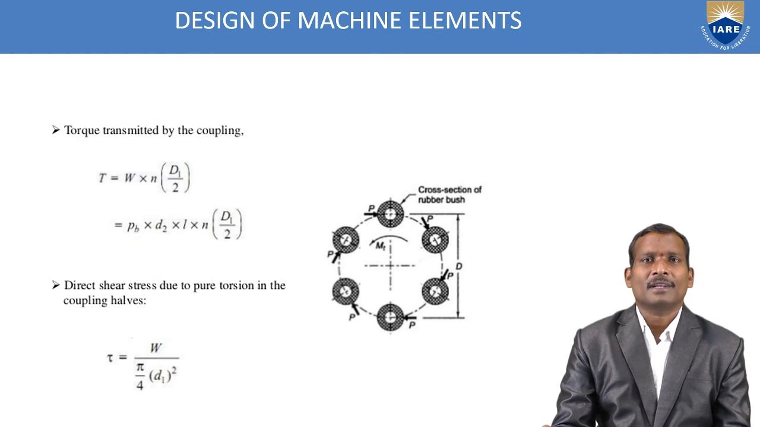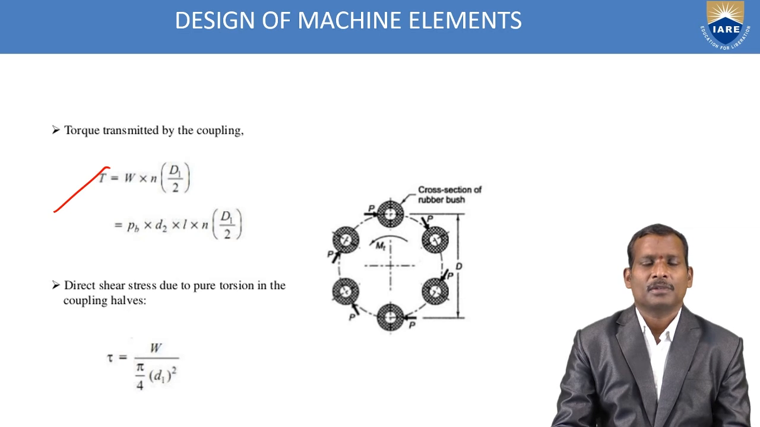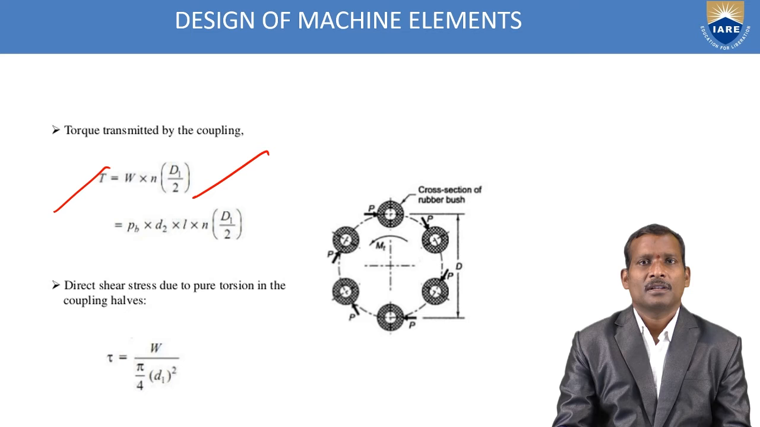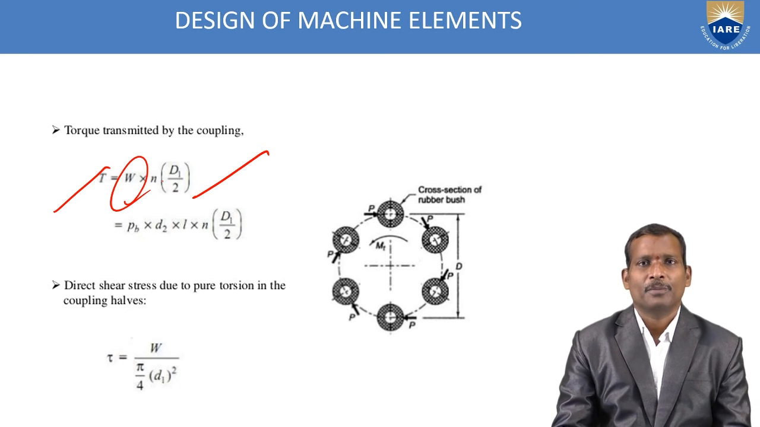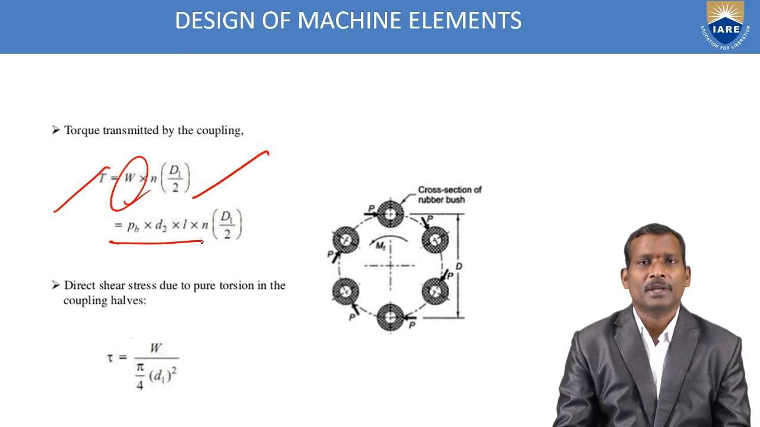Next, the torque transmitted by the coupling. How much torque is transmitted? Calculate the torque transmitted: load and the radius, W into N into D1 by 2. Here N is the number of pins. So what is this load? This load is the bearing load. The bearing load you have already calculated in the previous step. So that is pB into d2 into L into N into D1 by 2.